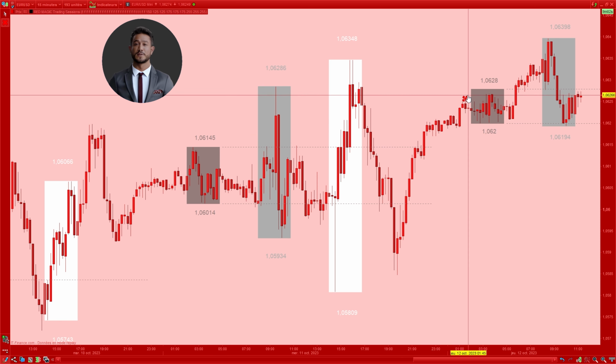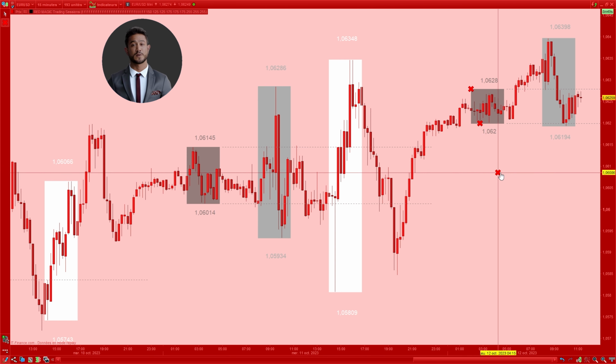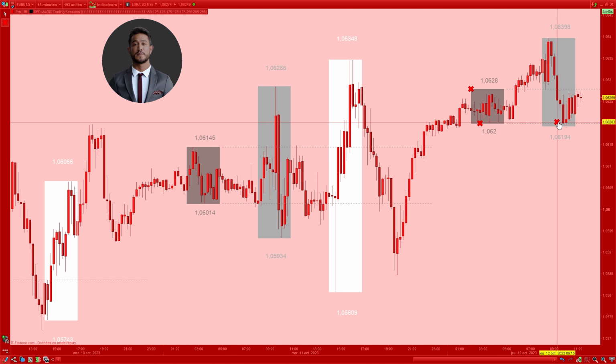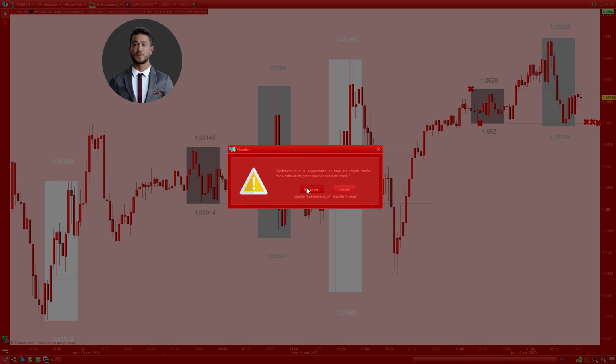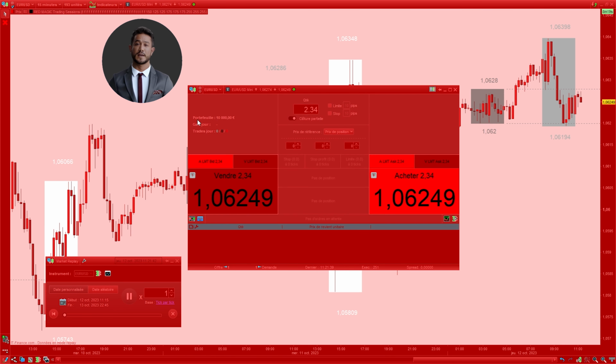I'll put a red cross here at the high. And here, at the low of the Asian session. The idea is to position myself at the Asian session low. Every time price is making a pullback at this level, I'm going to take a trade. As you can see here, my simulated capital is 10,000 euros. I haven't made any profits and I haven't taken any trade yet.